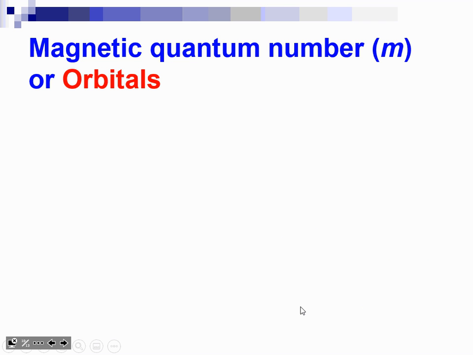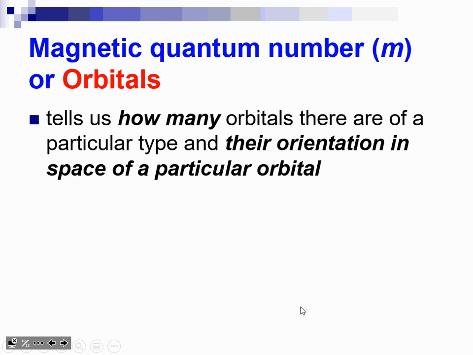Our magnetic quantum number, okay, lowercase m, or orbitals. We just talked about those orbitals, right? It tells us how many orbitals there are of a particular type and their orientation. The px, the py, the pz. That's what this magnetic quantum number is.